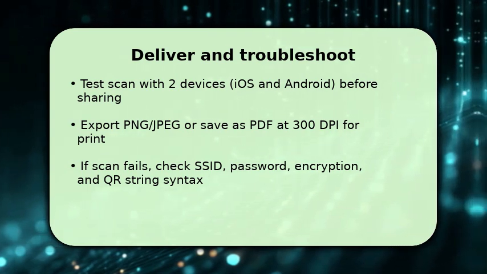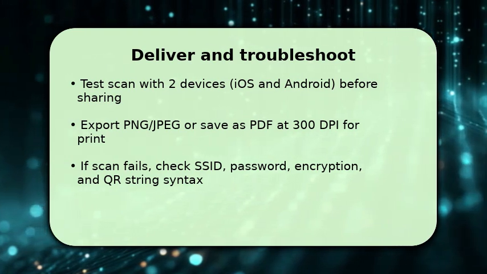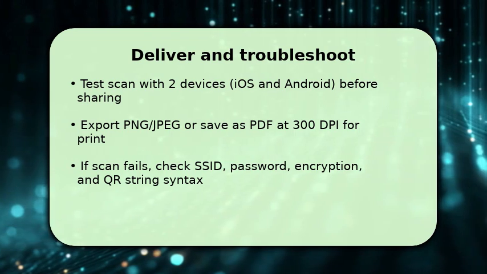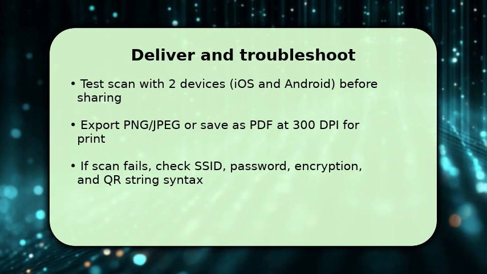This catches platform differences. Export the graphic as a PNG or JPEG for digital use, or save a 300 dpi PDF for printing. Include the plaintext SSID nearby as a fallback.